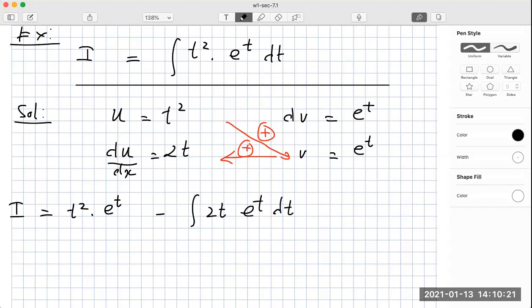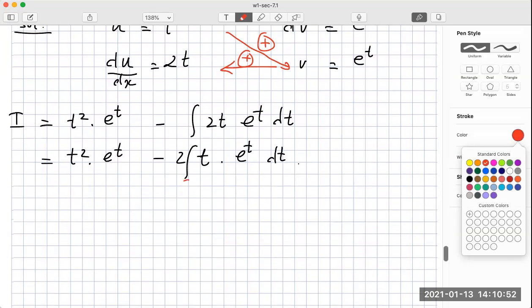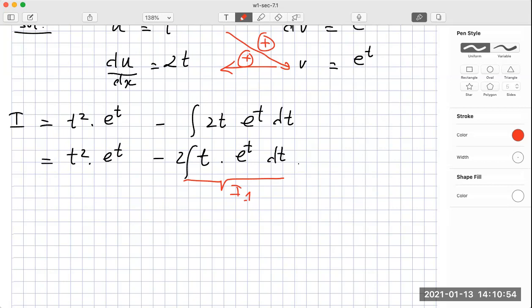Perfect. Okay, beautiful. We have these. Then we have t squared e to the t here. This guy, the constant we can take out of the integral sign, right? It is t e to the t dt. This is another one. What should we do? Let us call it I1, okay? Then we do integration by parts again. Good point.